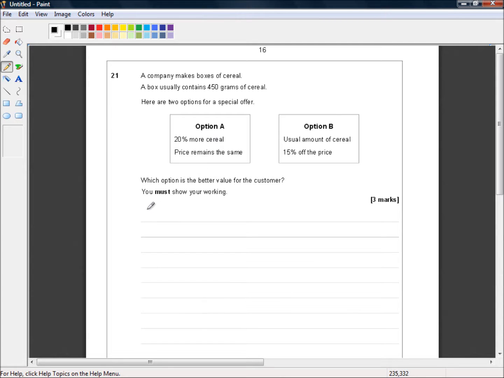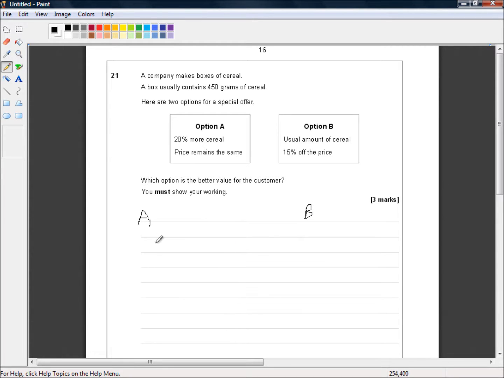Under option A, I'm actually just going to write A for option A, and that's a terrible way to write A, because I tried to write O and changed it. Okay, so I'm going to put A here, and I'm going to put B here.